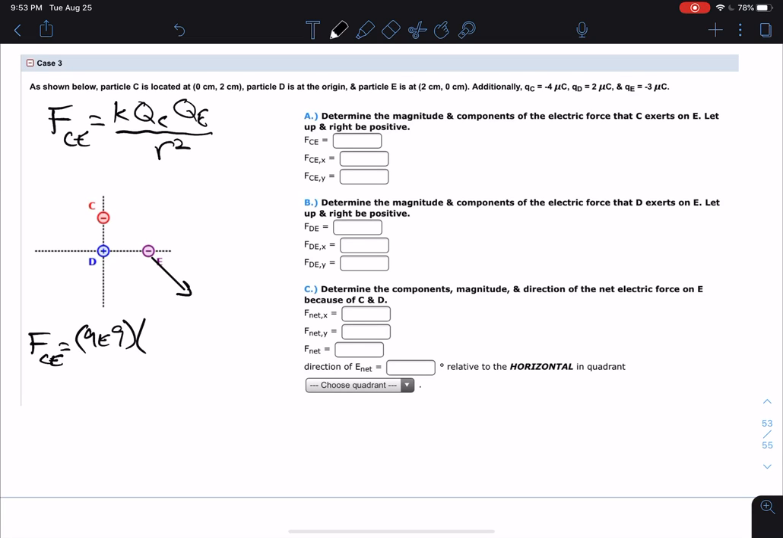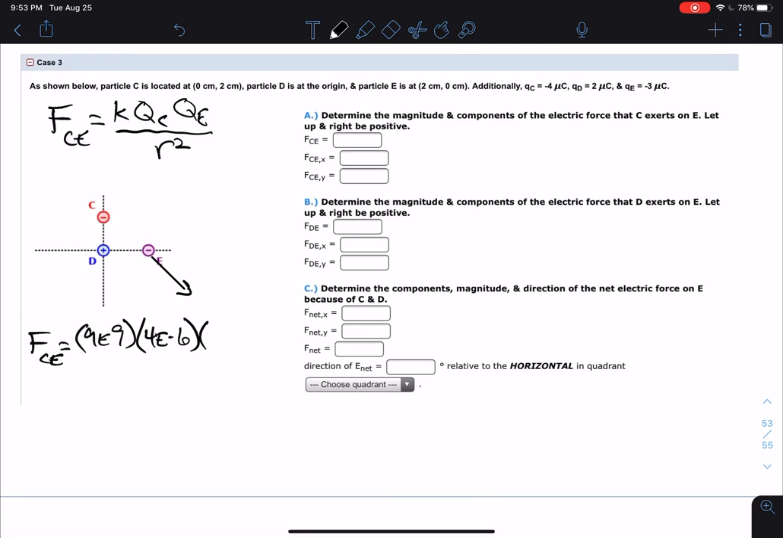Q sub C. Now the charge for particle C is negative 4 microcoulombs, but I'm taking the magnitude of the charge, so that's going to be 4e to the negative 6. And Q sub E, it's also negative, but again, I put in the magnitude of the charge, so that's 3e negative 6. Divide this all by the distance between C and E.